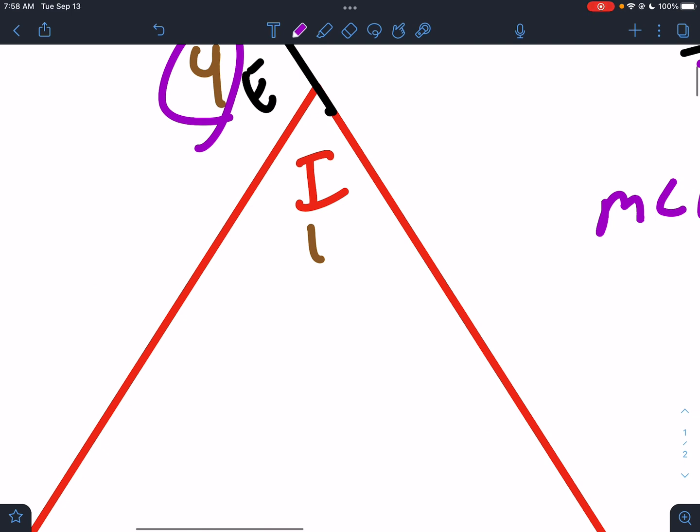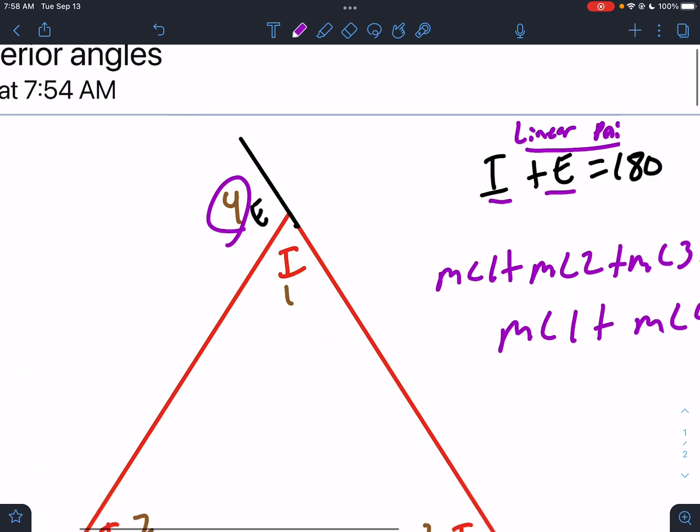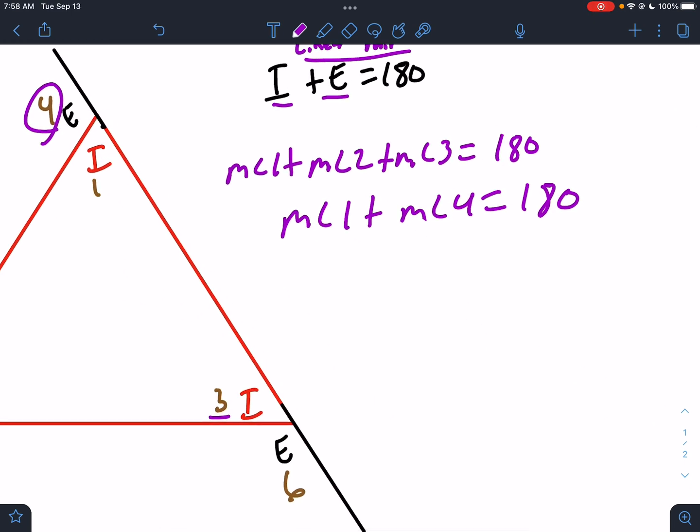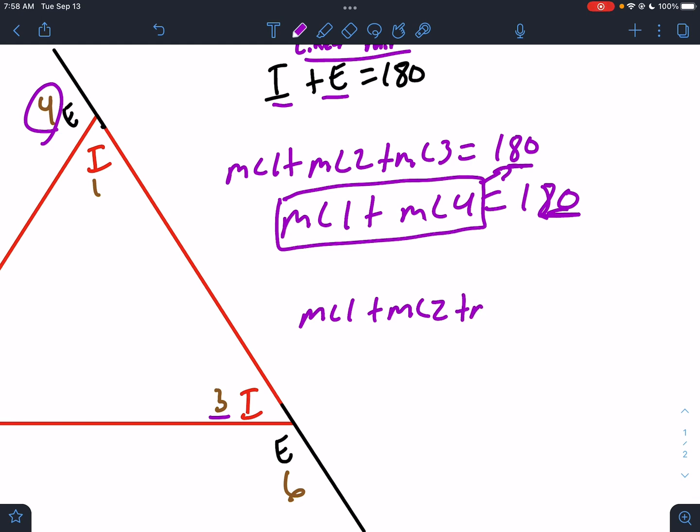They're going to add up to 180. They form that line, so I know those have to add up to 180. Well, both of these things add up to 180. So what I can do is take this part and plug it in for 180. I can say that the measure of angle 1 plus the measure of angle 2 plus the measure of angle 3 has to equal the measure of angle 1 plus the measure of angle 4. They have to be equal. They both equal 180. That means they're equal to each other.